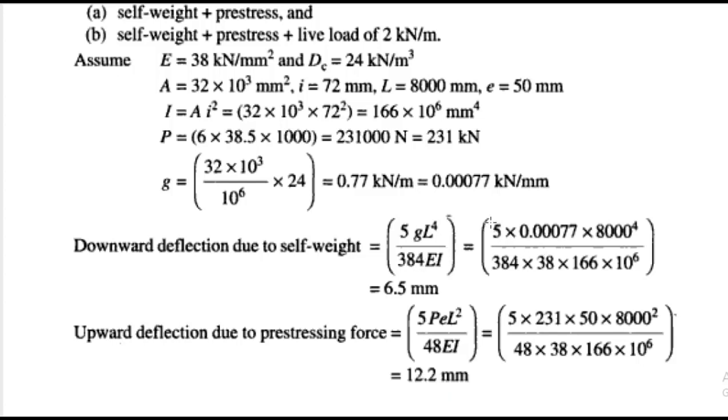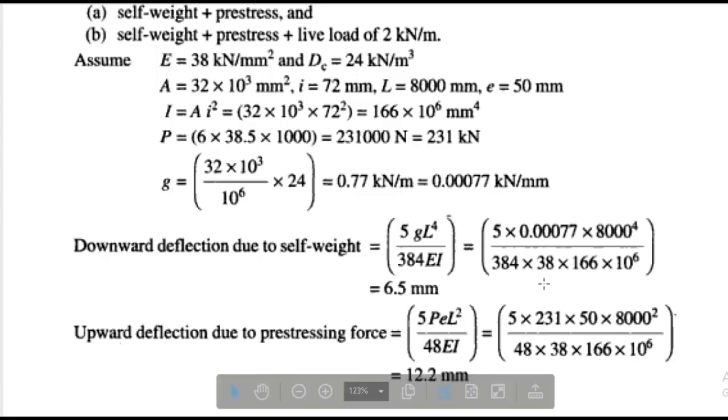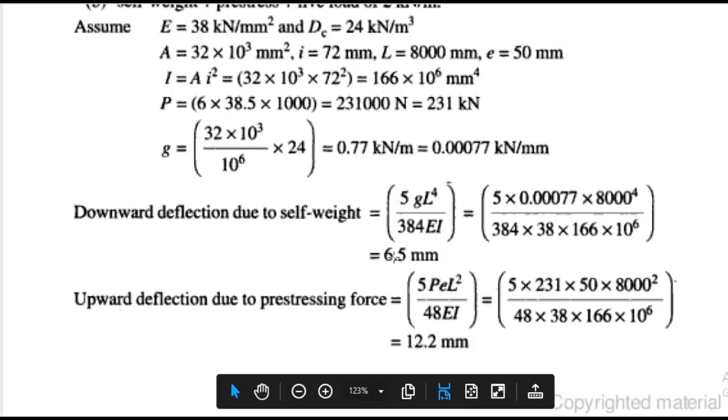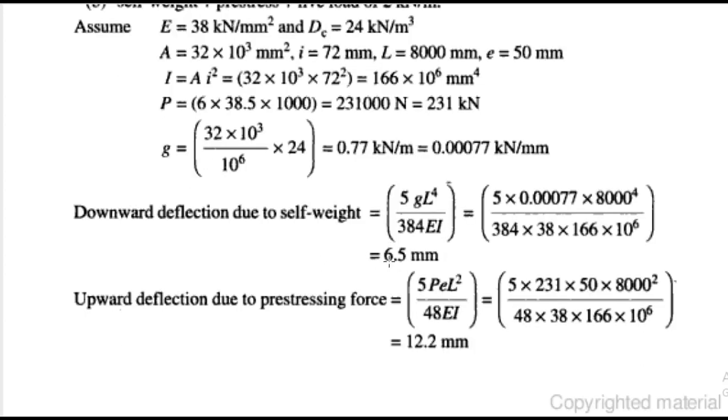where 5 is the constant value, g is the self-weight of the beam. So we calculated 0.00077 kilonewton per mm, and L is the length of the beam, that is 8 meters, that means 80 into 10 power 3 mm in terms of mm, divided by 384 into E, where E is the modulus of elasticity of the concrete, 38, into I, second moment of area of the cross section. By substituting in this formula, we get the downward deflection due to self-weight equal to 6.5 mm.